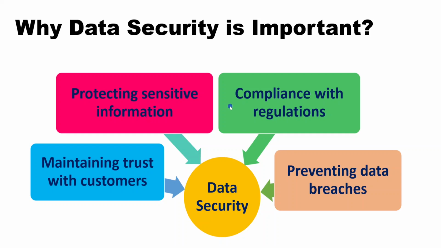Coming to compliance, most of the industries are following certain regulatory compliances such as GDPR, that is General Data Protection Regulation. Those regulations mandate the protection of sensitive data. Compliance with these regulations is necessary to avoid any legal penalties. Coming to preventing data breaches, they can have serious consequences to any business, including financial losses, reputational damage, or legal liabilities. Proper data security measures can help prevent data breaches and minimize their impact.